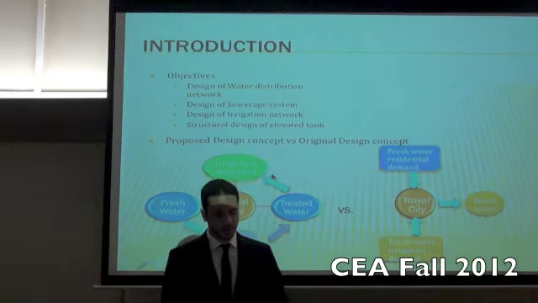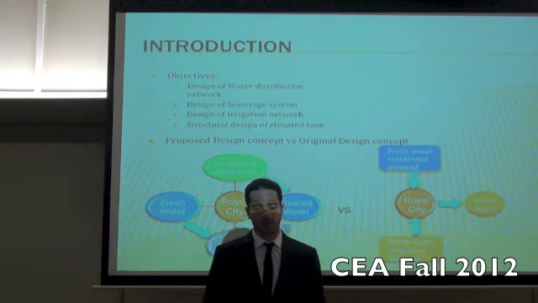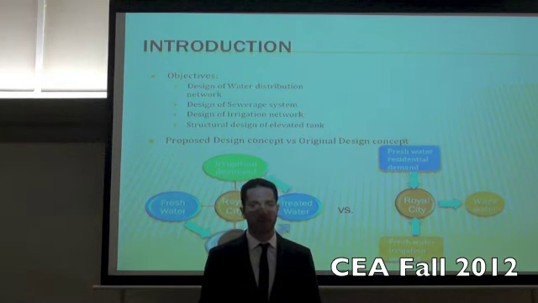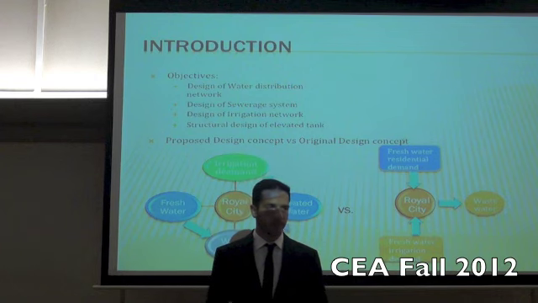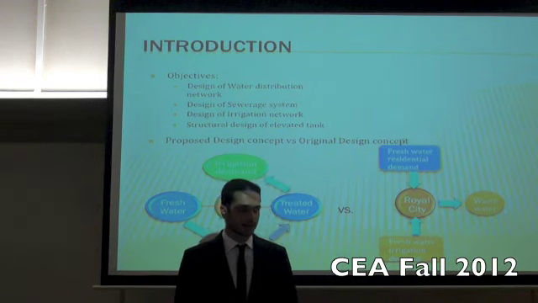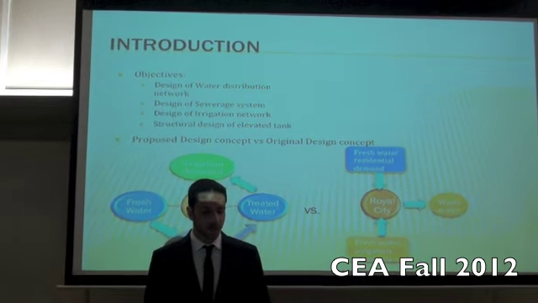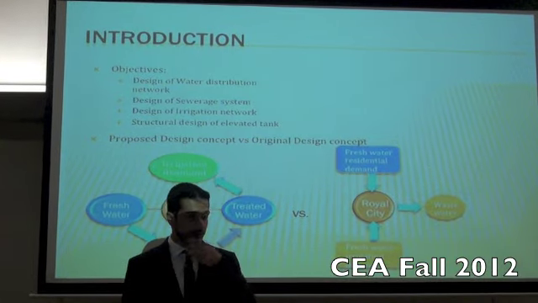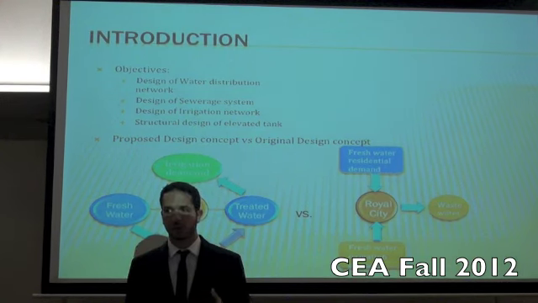As an introduction, our objective was to design the water distribution network, the sewage network, the irrigation network, and the structural design of the elevated tank. Our proposed design differs from the original design concept in that we emphasize the concept of water usage rather than water consumption. In the original design, the irrigation demands and the residential demands are both supplied by fresh water from the freshwater network. In our proposed design, irrigation demands will be supplied by treated water from the sewage system itself, so we will reduce the demand on fresh water.